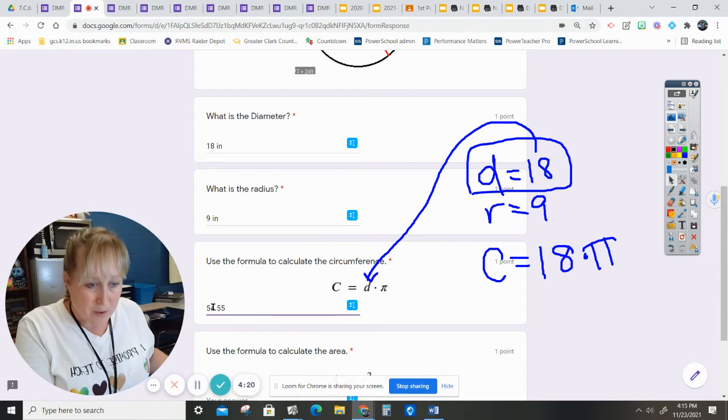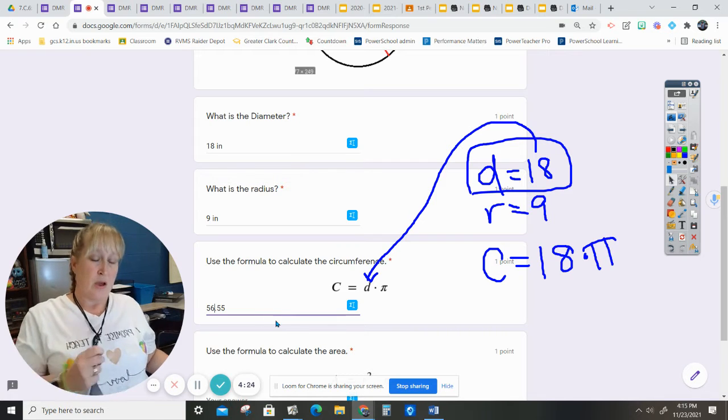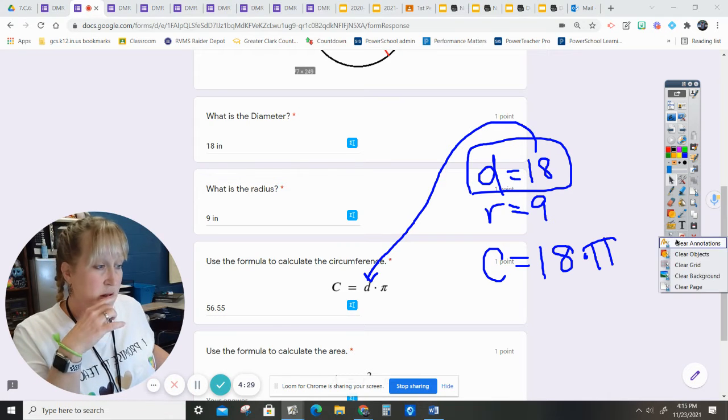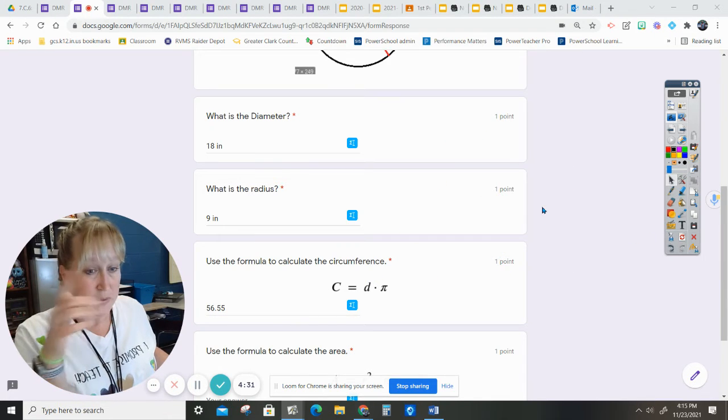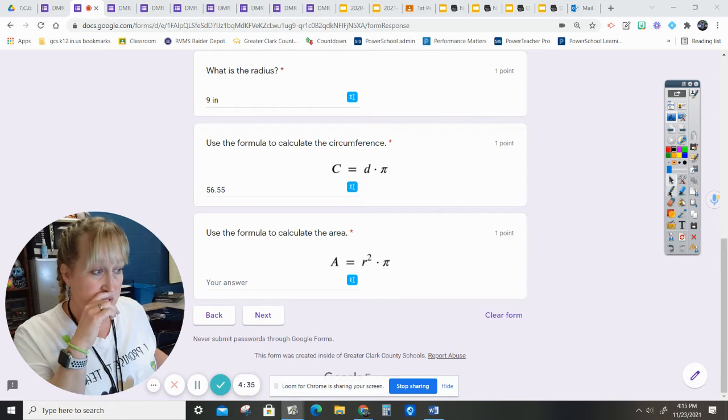56.55. Okay, so let's fix it. I'm using your calculator, which is why I'm having a little trouble. My other calculator stays up top, but I'm going to use the calculator that's on your computer for a little bit, just to make sure that you all know what to do.